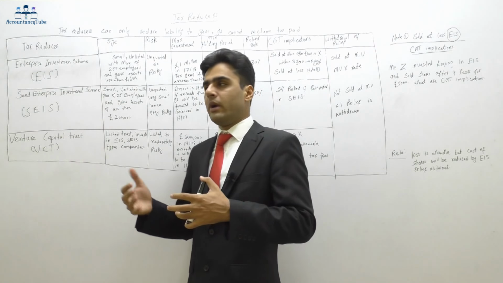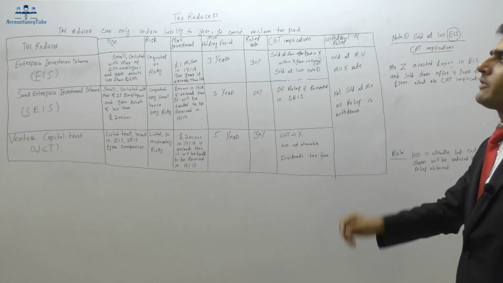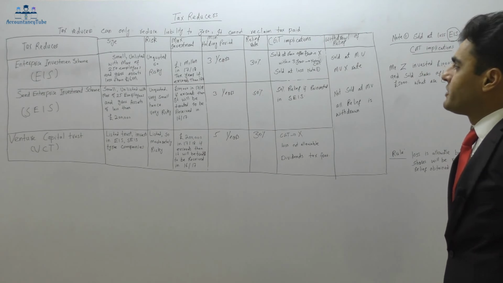Alright, so let's look at this table now. First of all, I've listed down tax reducers at the top. You can do so and make a table like this.